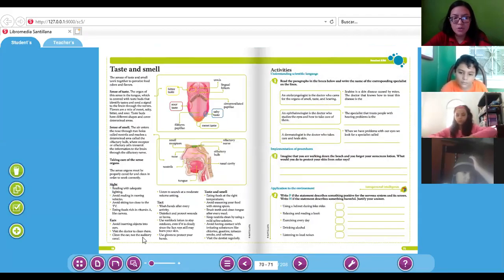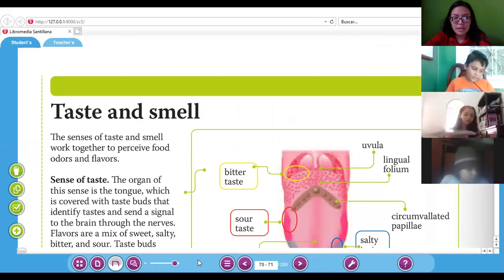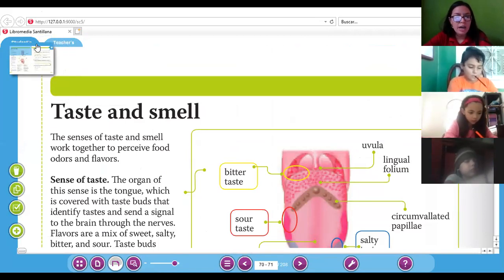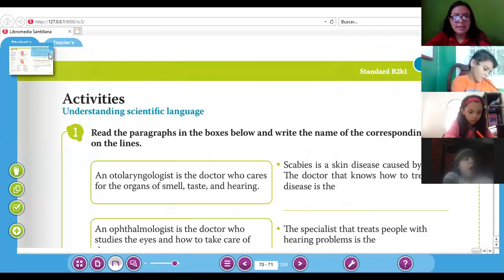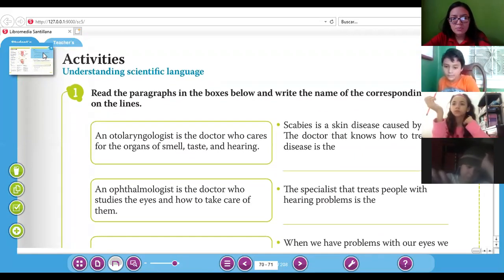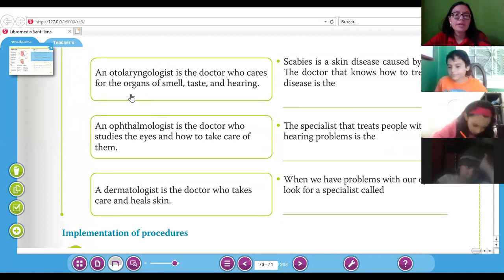Okay, in this page, we are going to work together on page 71, okay? And on that page, we have some activities, guys. The first activity says, read the paragraph in the boxes below and write the name of the corresponding specialists on the lines. So I'm going to read for you each one of the definitions, and you are going to help me with the answers.